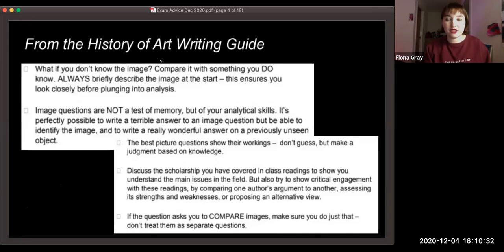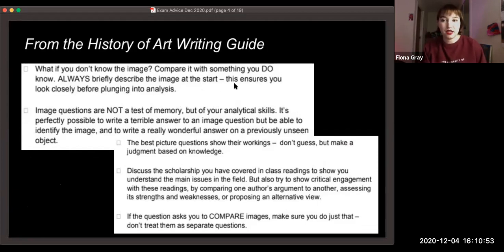And here are some tips from the History of Art Writing Guide, which you should be able to find on your Learn. If you can't, you can DM the History of Art Society and we'll send you a copy of it as well. So if you don't know the image, obviously on this exam, you'll be able to look it up. But first start by comparing it to something you do know.